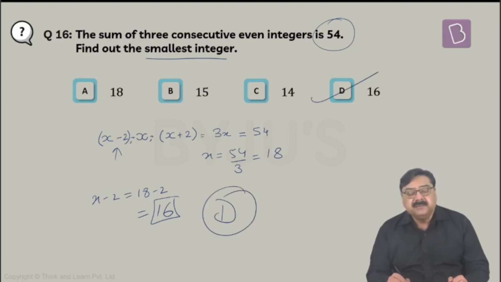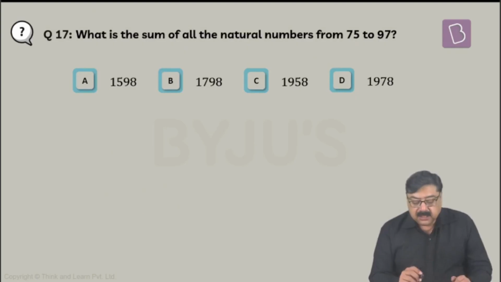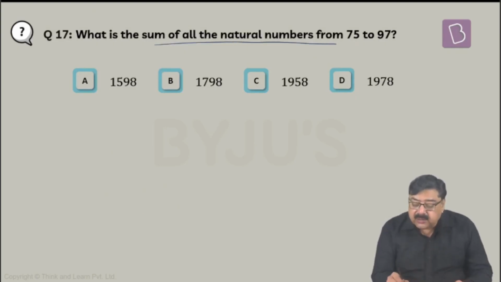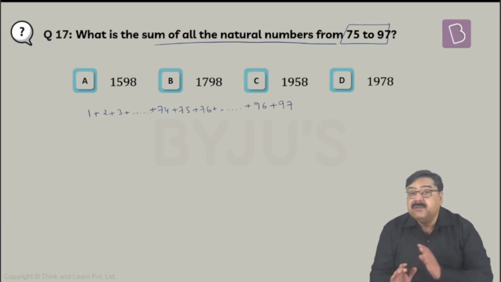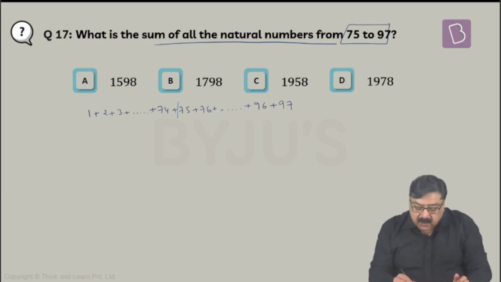That becomes the answer. Now, this question says, what is the sum of all the natural numbers from 75 to 97? Now you see that 1 plus 2 plus 3 and so on up to 74, then plus 75, plus 76, and so on, plus 96 plus 97 will be the sum of all the natural numbers from 1 to 97. But our requirement here is the sum of these numbers from 75 to 97.